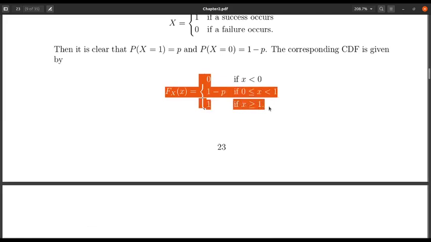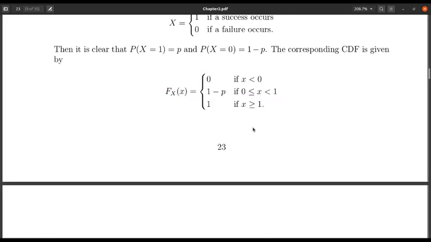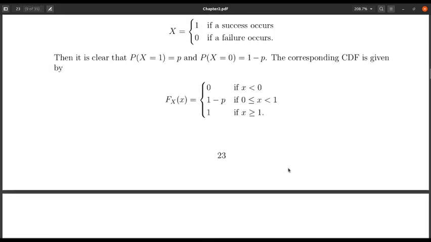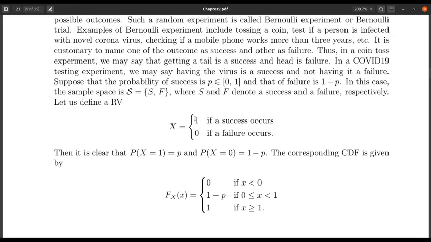or equivalently, that it has this cumulative distribution function, the CDF. Because CDF and PMF have a one-to-one correspondence, saying that X has this CDF is equivalent to saying that X has this PMF. Clear? I hope this example is clear. The basic idea is that the outcome is either success or failure, and X is taken to be 1 if I have a success and 0 if I have a failure.